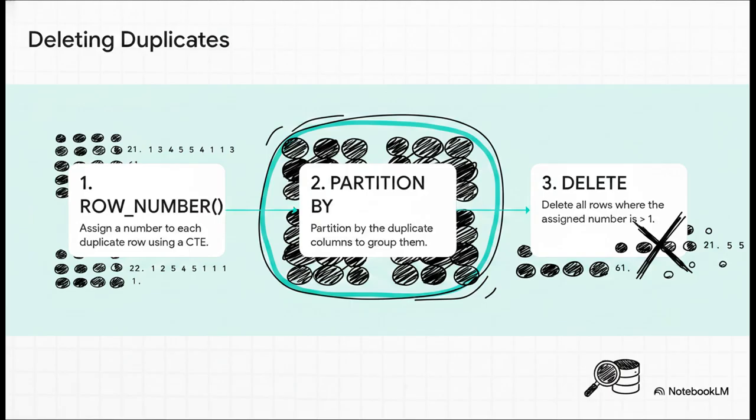Then for the final step, it's super simple. We just delete all the rows where our new row number is greater than 1. That leaves only the originals behind. It's pretty slick. And that's a wrap.